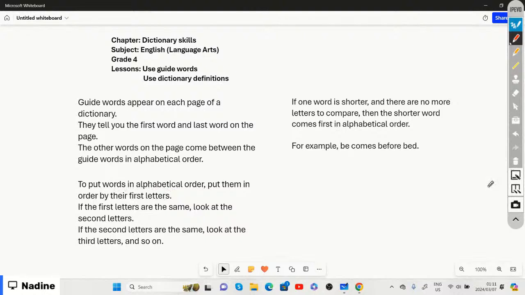And remember, when it comes to using guide words, once again, you need to just look at the first word on top of the page, and you also look at the last word, because that will guide you, especially if you're looking for a specific word.